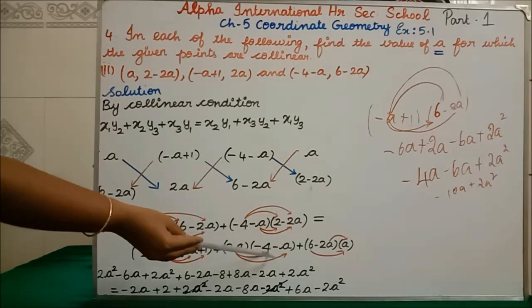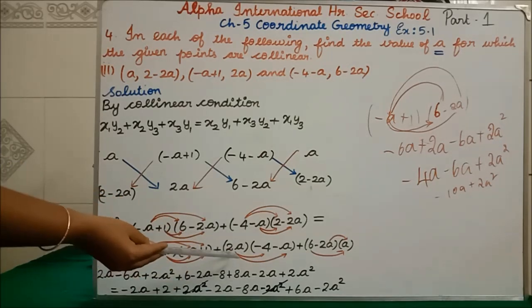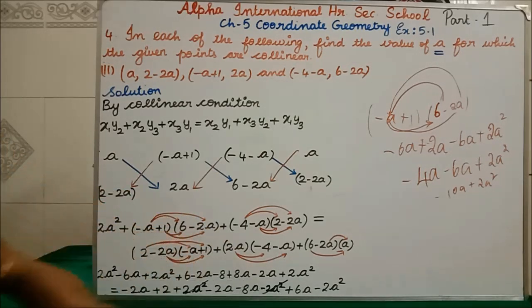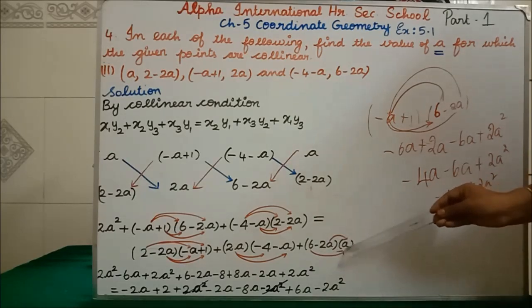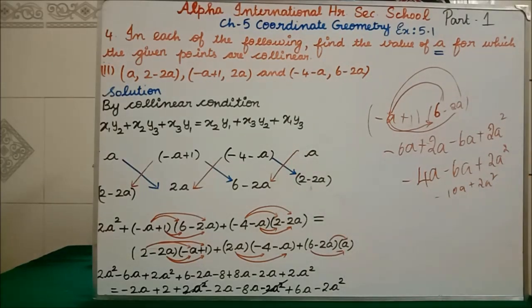Then 2a into minus 4 is minus 8a. 2a into minus a is minus 2a square. Clear? Then next plus 6 minus 2a into a we are going to see now. 6 into a is 6a. Minus 2a into a is minus 2a square. Like this only you have to multiply binomial into binomial. Remaining problems we will see now.